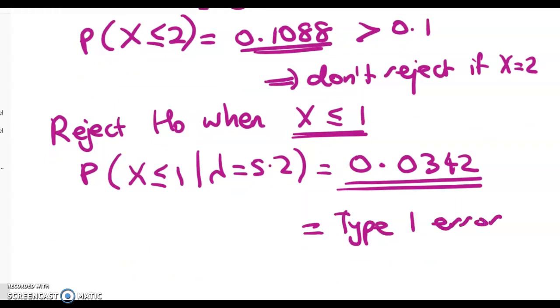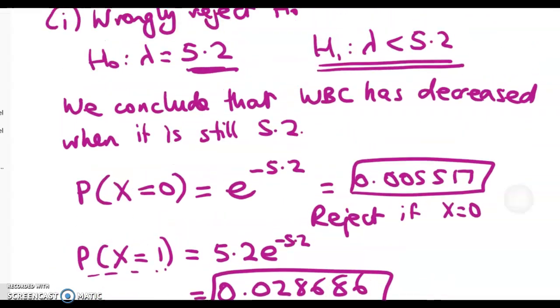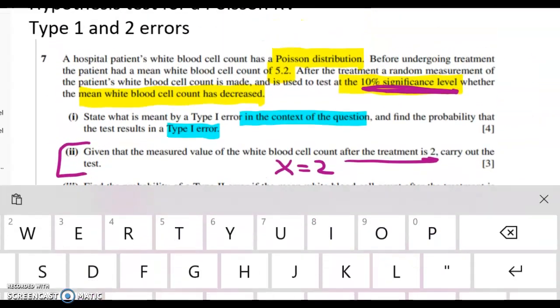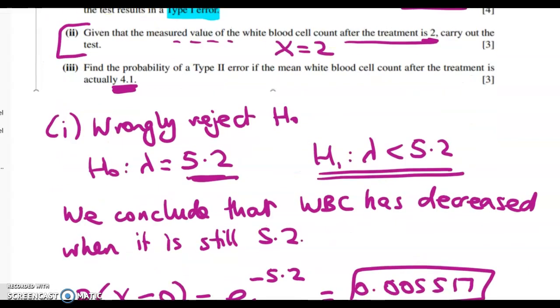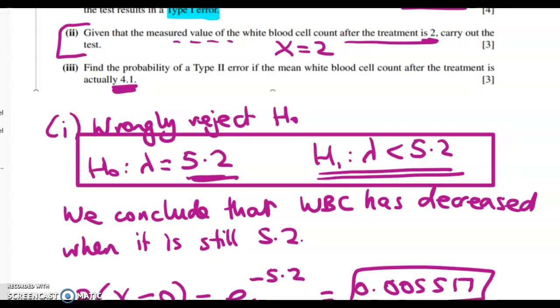Now, that seemed pretty long and slow, but if you do another example, you'll get into this pattern really easily. And it's the same when you've got a binomial distribution. So let's go back to the question and see if we've answered it properly. The first bit: we had to say what a type 1 error is, and then find this probability. Now, the next bit is easy because of all that work we've done. Given that the measured value of the white blood cell count after the treatment is 2, carry out the test. Well, we've already written down the hypotheses, so there they are.